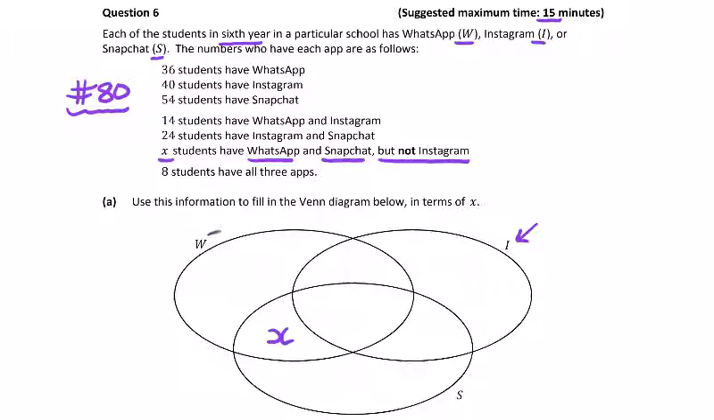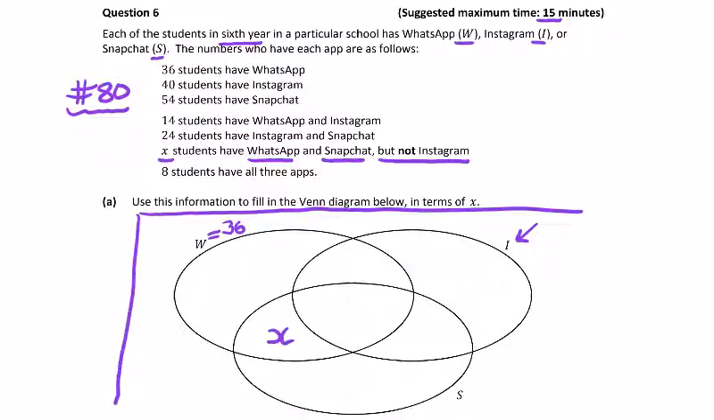36 have WhatsApp. Let's do W equals 36. It looks like there's no universal set here, but let's just put one in as a matter of good practice. Assume this is a box. Instagram equals 40. Snapchat equals 54. So 14 have WhatsApp and Instagram. WhatsApp and Instagram is 14. Doesn't say anything about only.